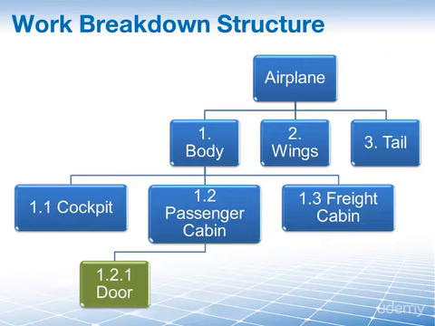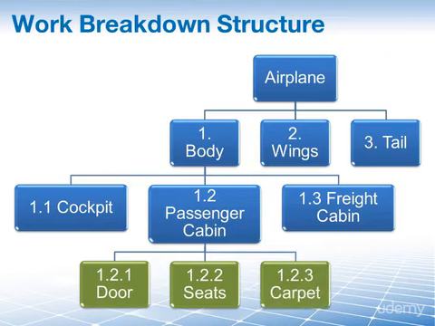And this item that is at the very lowest level, this is then called the work package. As you can see, it is at the lowest level of the work breakdown structure. We have highlighted them in green to show the difference between the blue work breakdown structure components and the green work packages, which can be assigned to somebody to work on and complete.